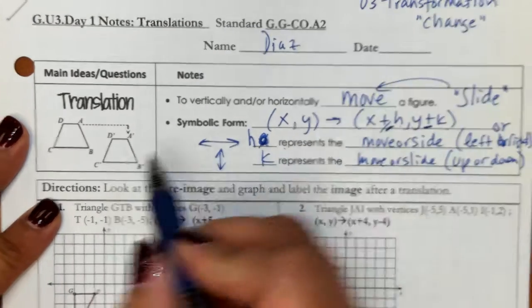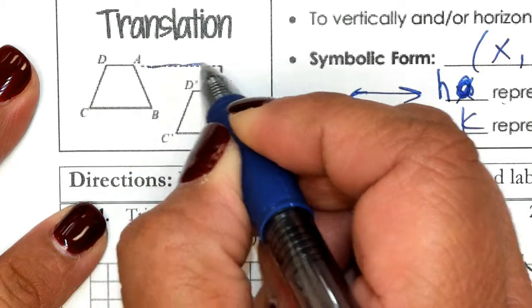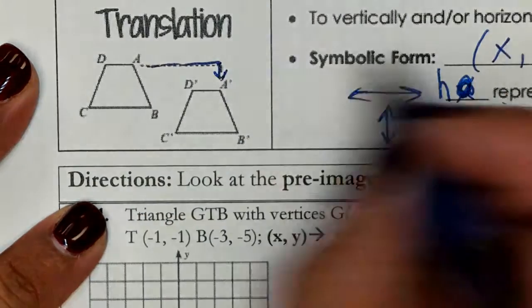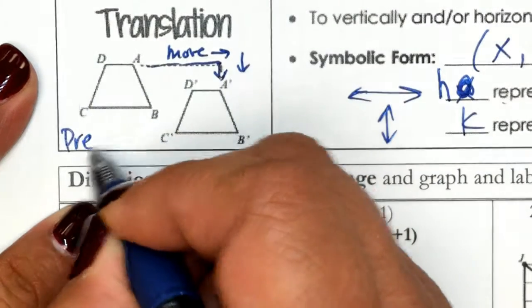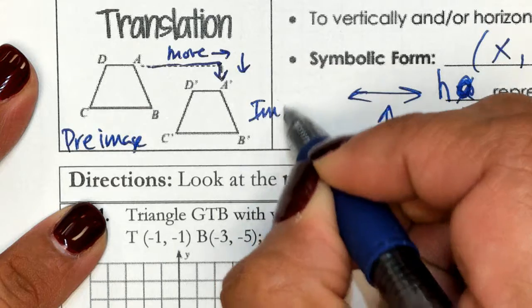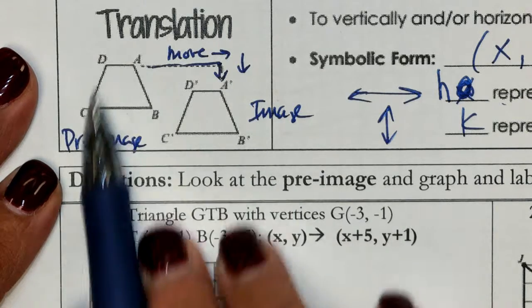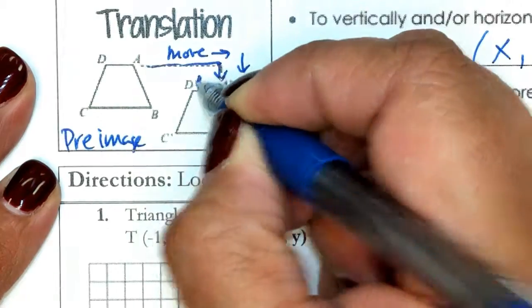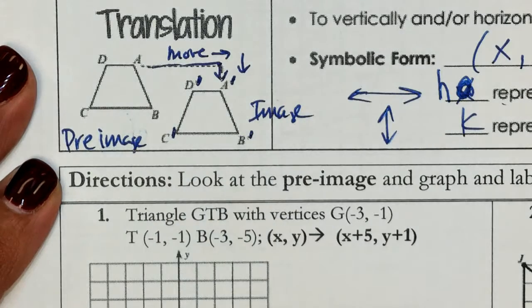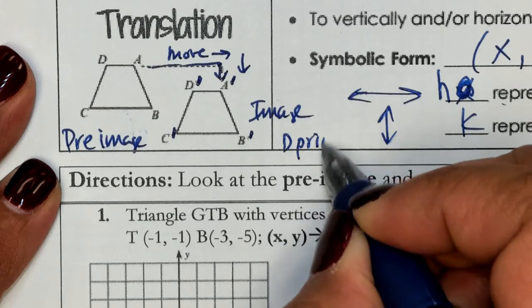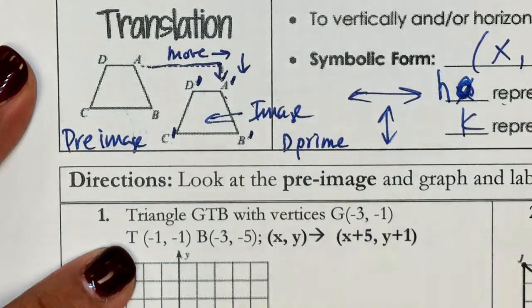Take a look at this picture here. I want to make sure you understand that when you start with the figure and slide it up over to the right and then down, this is called the pre-image, and this is called the image. The pre-image is before you start, and the image is after the move. The way you know the image is there's a prime, a little apostrophe next to the letter. So you would call that D prime, A prime, B prime, and C prime.